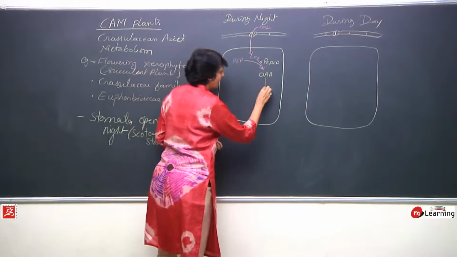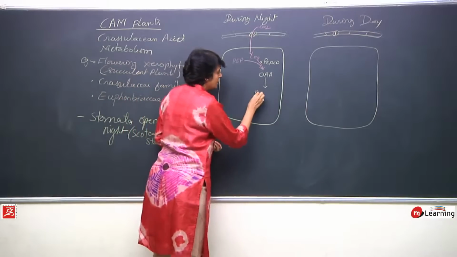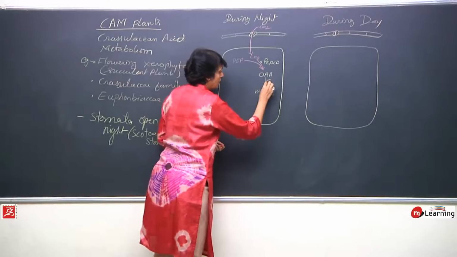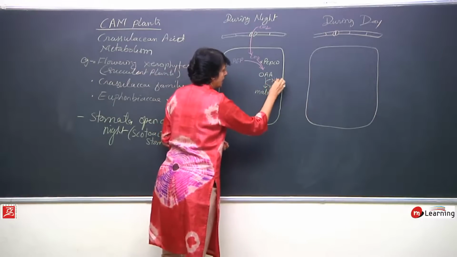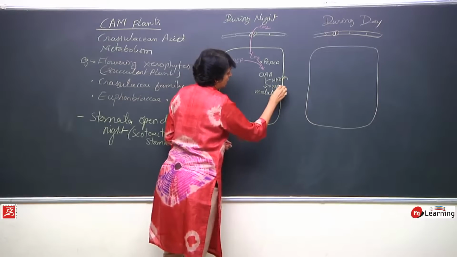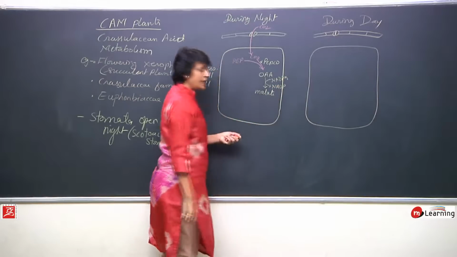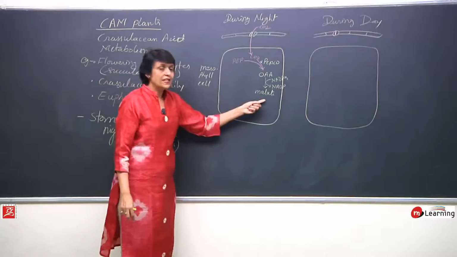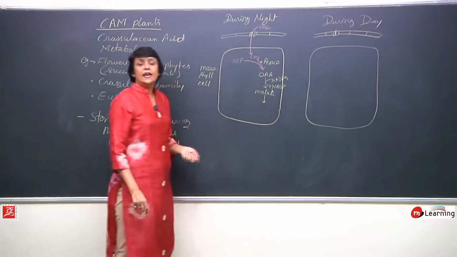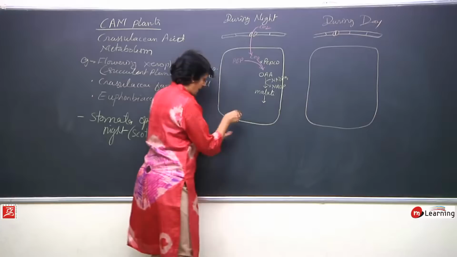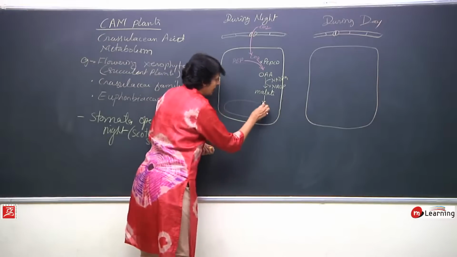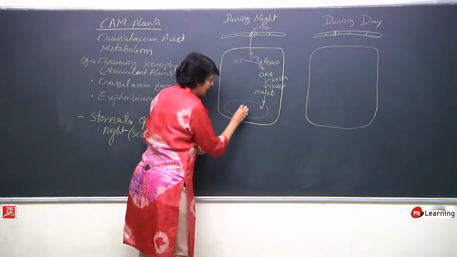This oxaloacetic acid is converted into malate, same reduction reaction, that is NADPH2 will get oxidized into NADP and oxaloacetate will get reduced into malate, and this malate gets stored in the vacuole.